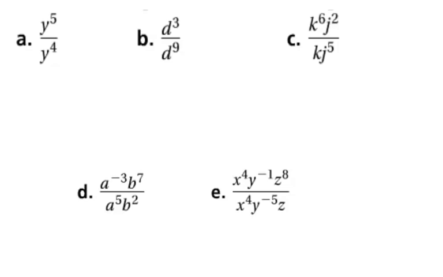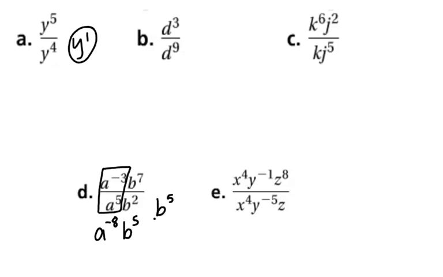Let's try A here. Okay, we have the same base of y, and 5 minus 4 makes 1. So we have y to the first power. Okay, let's jump down to D. We have 2 variables, a and b. We would keep the a. Negative 3 minus 5 is negative 8. And then we have the b, 7 minus 2 is 5. Because a is negative, it goes down to the bottom, and you have b to the 5th over a to the positive 8. Go ahead, push pause. Why don't you try the other 3 on your own, and then we'll go over them.